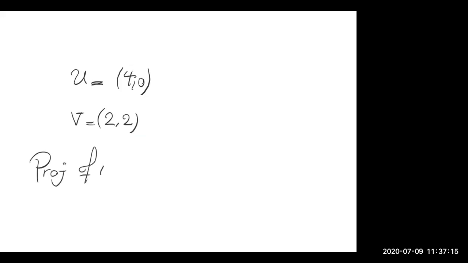Let's say u is 4 and 0. Let's say v is 2 and 2. What is the projection, or what is the shadow of u onto v? We want to compute that. Okay. So we have 4 and 0: 1, 2, 3, 4. So u is the vector connecting the origin to this point.